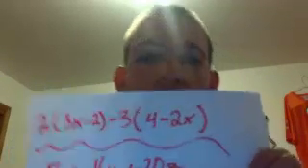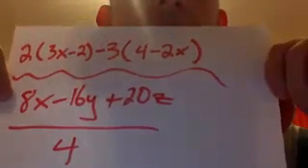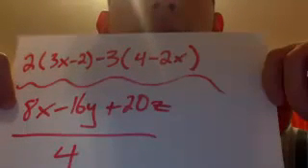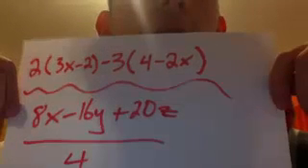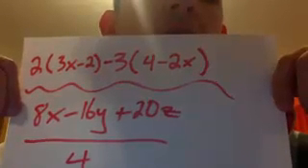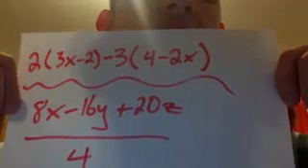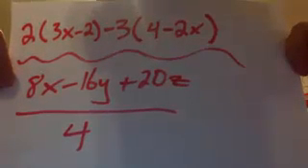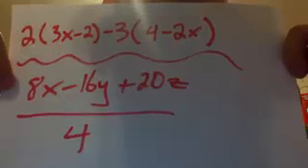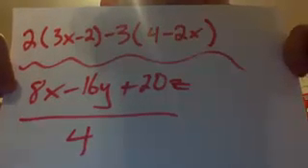And here we go. Okay, so again, two different problems involving the distributive property. These are two of the, I don't know, probably about the hardest stuff I can put on this test in terms of just distributing and combining like terms. So first one, 2 times 3x minus 2 minus 3 times 4 minus 2x. And then the second problem is 8x minus 16y plus 20z all over 4. Okay, so take a minute, try these problems. I'll try to stall a little bit if I can to give you some time to work on some things.